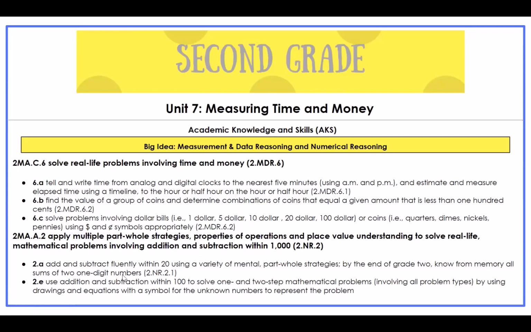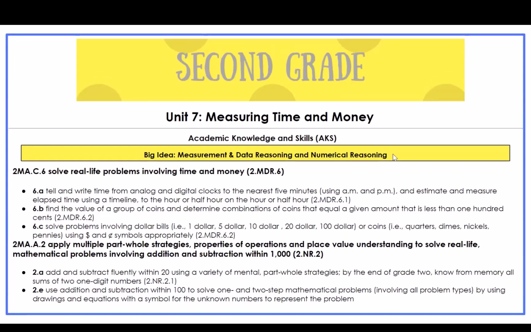Let's take a closer look at the IOAs that will allow students to demonstrate mastery of AKS 6. In IOA 6A, students will categorize daily activities by AM and PM, and tell and write time from an analog and digital clock to the nearest 5 minutes. And new to this AKS, students will estimate and determine elapsed time using a timeline to the hour or half hour on the hour or half hour. Problems involving elapsed time in second grade should be written so as to avoid crossing over AM and PM.